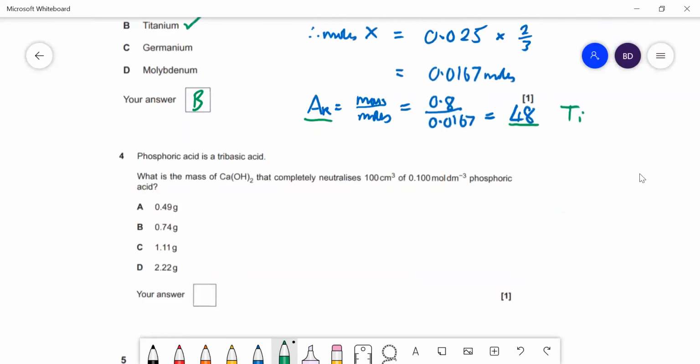Okay. Phosphoric acid, right? So phosphoric acid is a tribasic acid. That means there's 3 hydrogens there, so it's H3PO4, and it's going to react with calcium hydroxide. So the formula of the calcium phosphate, because that's a 3- ion and calcium is a 2+ ion, is going to be Ca3(PO4)2. So they're going to react in the ratio of 2 to 3.